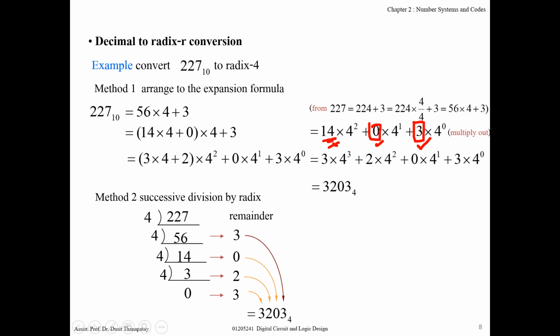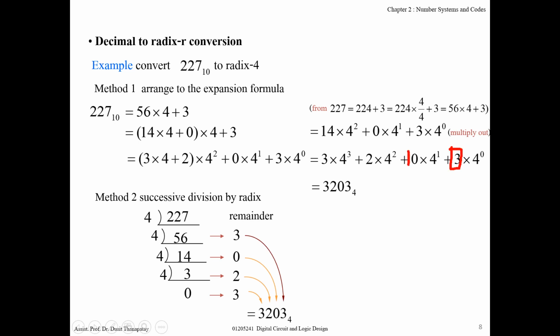So what should you do? Again, change this one only, right? 14 is 3 multiplied by 4 plus 2. After that, just multiply out. So then it becomes what? It becomes 2 to the power of 2, right? And 3 times 4 to the power of 3. Then it becomes this. And how about this one?